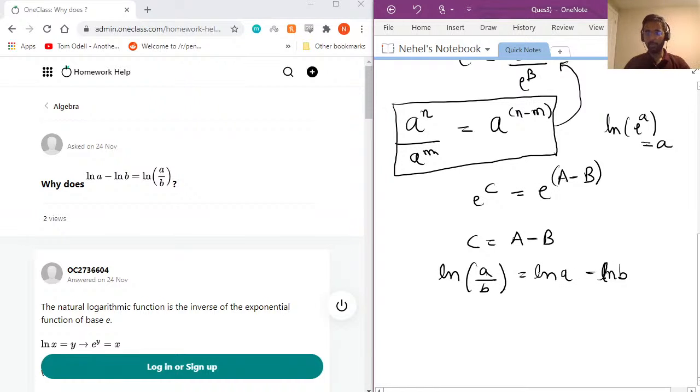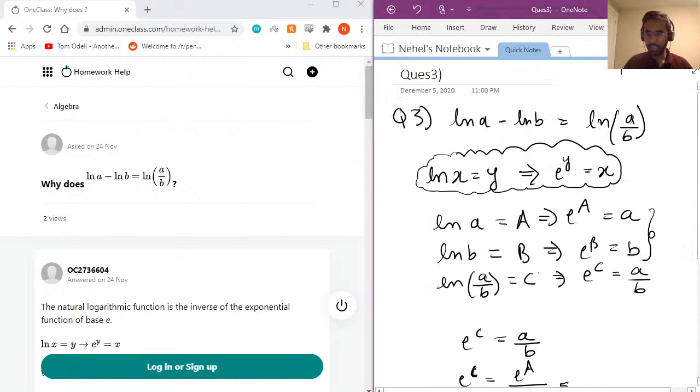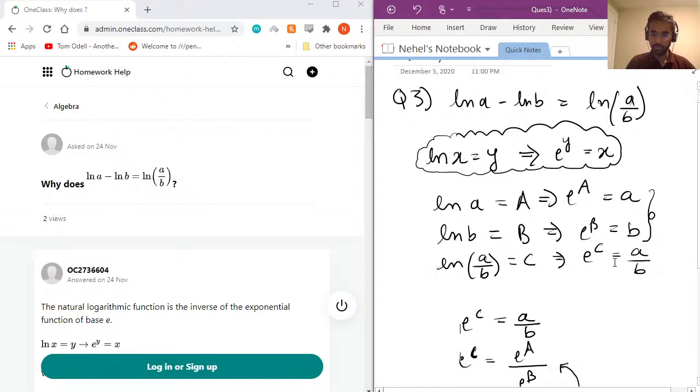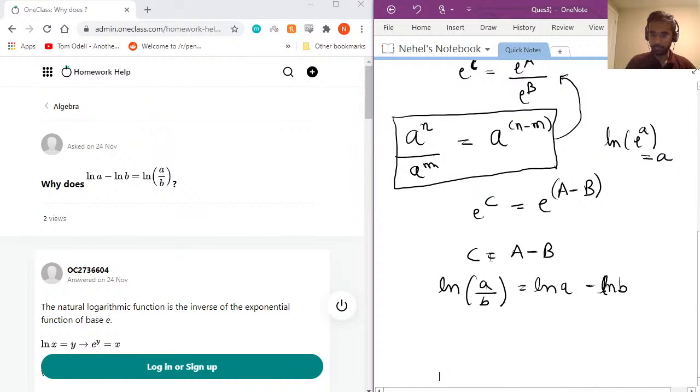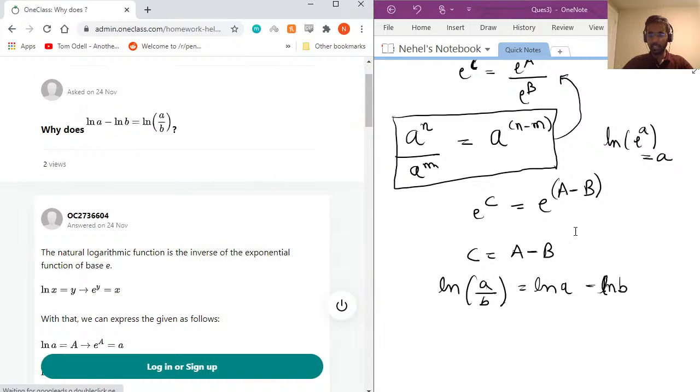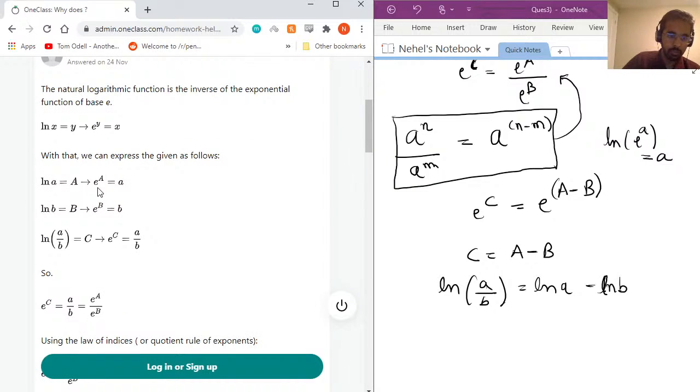So we started off with the two logarithmic terms and equated their value to some numerical value a and some numerical value b. From that we got the value of the small a's and small b's, and used that to go back into the logarithmic term through the help of the random variable c. Okay, so this is how we were able to prove that this identity, which is the division rule for logarithms, actually holds true.